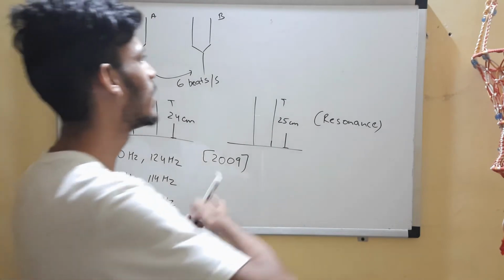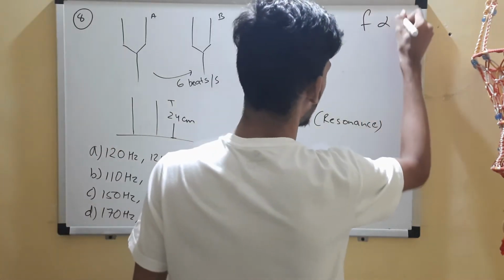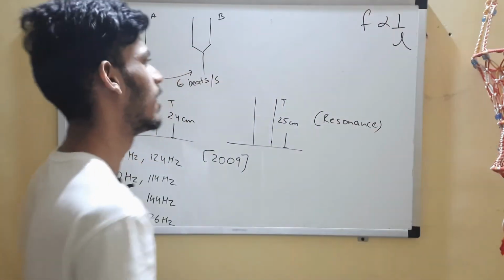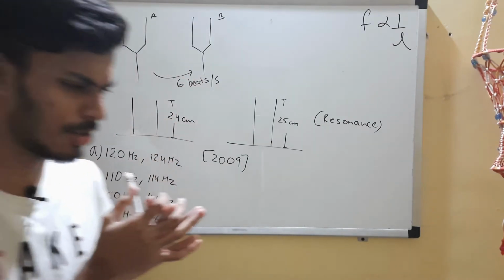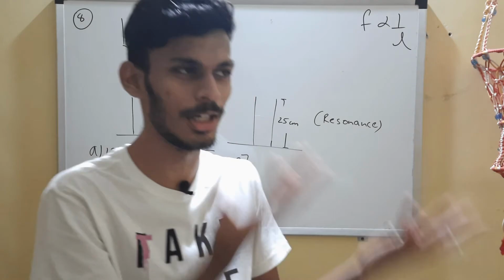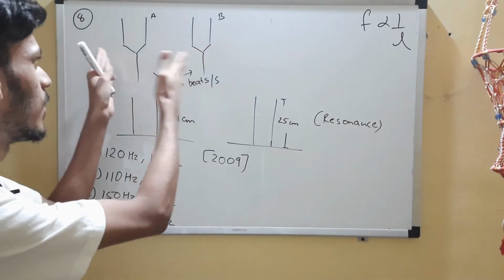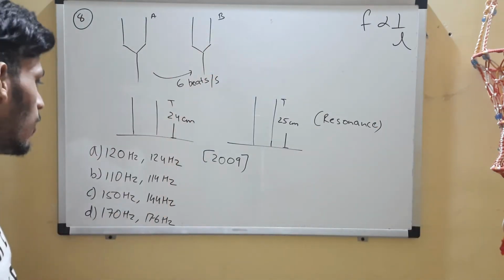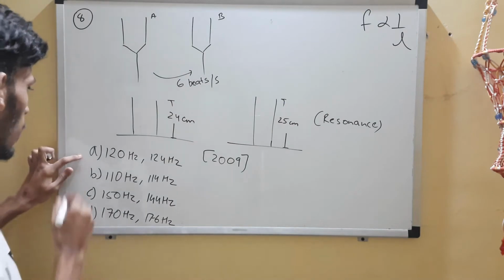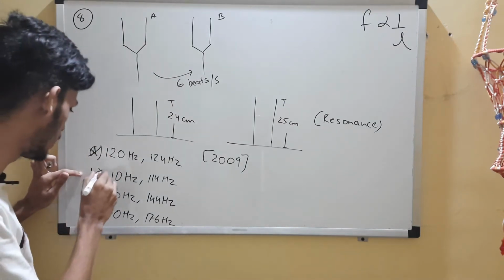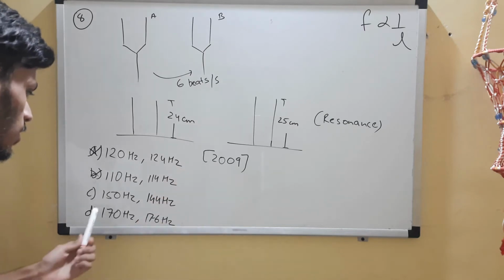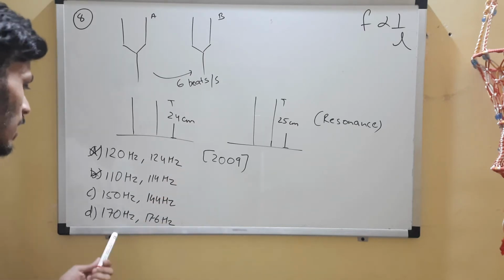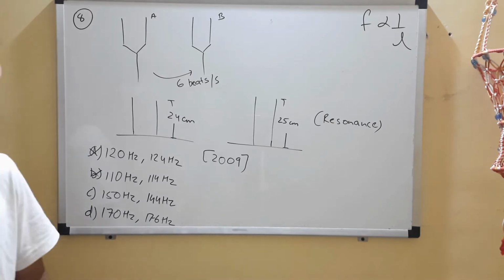Again, the same logic we are going to use. Frequency is inversely proportional to length, right? First of all, you can see that the difference in their frequency should be 6, because they produce 6 beats per second. So difference in the frequency of A and frequency of B should be 6. So option A is not the correct answer. Option B is also not the correct answer. The difference is only 4 over here. So the difference should be 6. Okay. So either C or D.